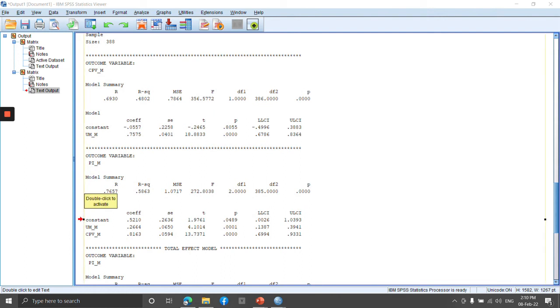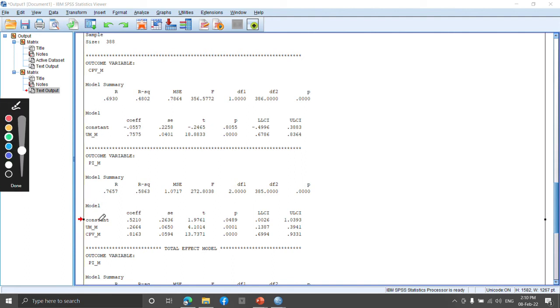This time the outcome variable is PI. That means your dependent variable is PI. We did not check these things in our SPSS, but the system will check it for us. We checked only the first criteria, no? We did not check this one, but the system will check it for you. Outcome variable is PI. Independent variables are these. Now we are going to check this part and this part.